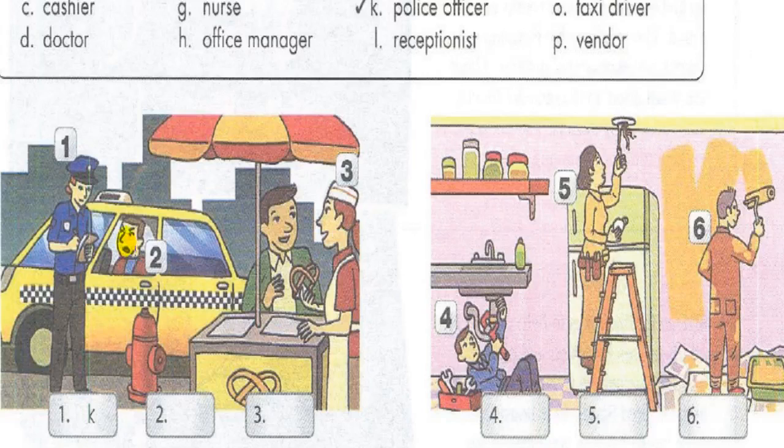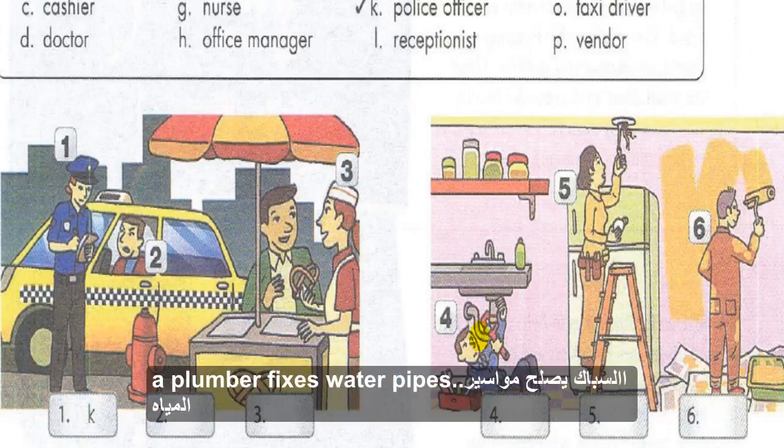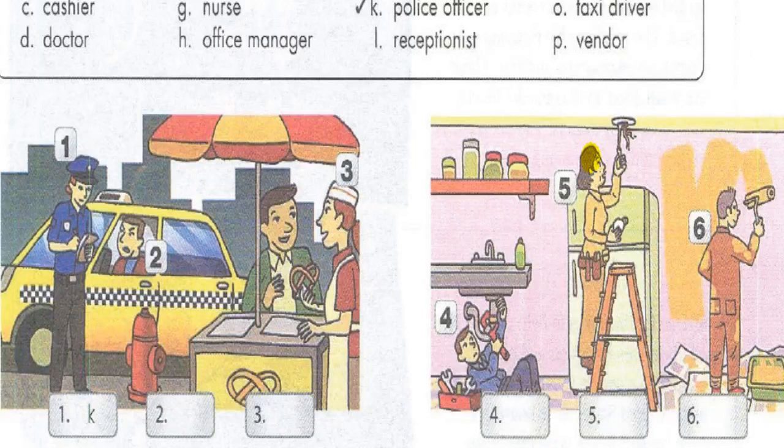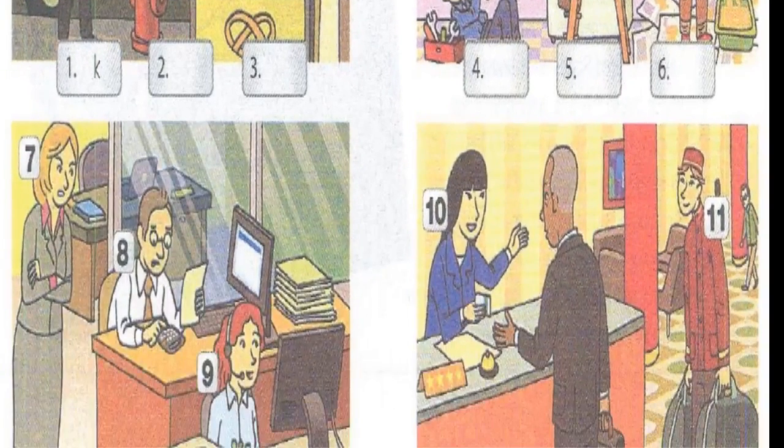What does he do? He drives a taxi. What's her job? She's a vendor. What does she do? She sells things. What's his job? He's a plumber. What does a plumber do? A plumber fixes water pipes. What does she do? She's an electrician. What does he do? He's a painter. He paints the walls.